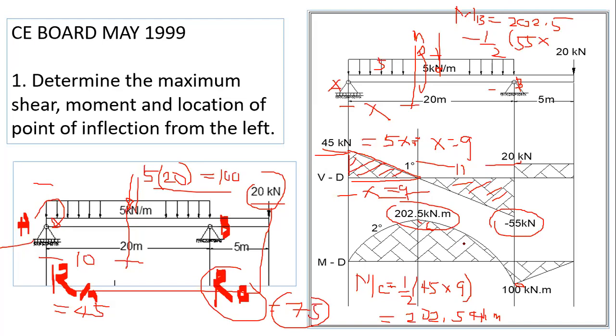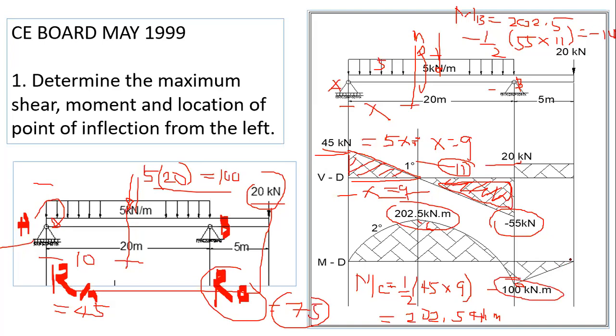times distance is 11. This is the one that we are calculating. Okay, this area, which is a negative value. It's 11. Okay, so we can calculate what's the value of this one. 202.5 minus 55 times 11 times 0.5. So it's negative 100. Okay, this negative 100. So this one should be negative 100.